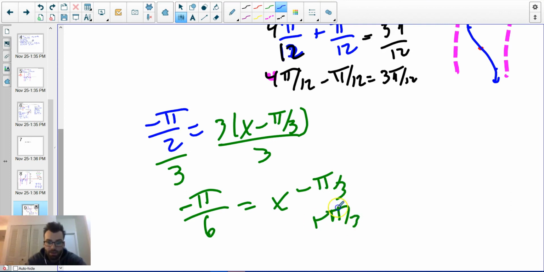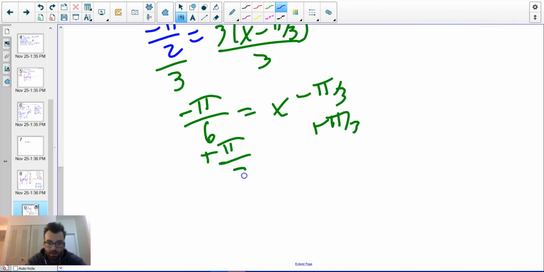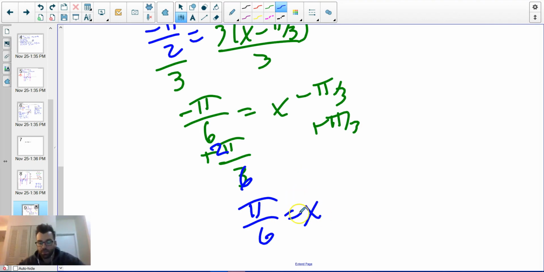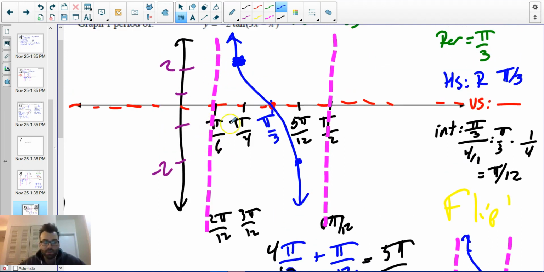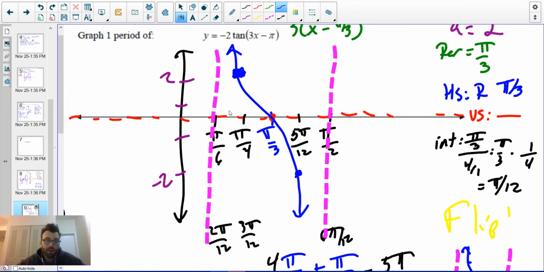Add pi over 3. Add pi over 3. Which is really, multiply the top and bottom by 2. That's 2 pi over 6. So I have pi over 6 as my first vertical asymptote. Well, if you look up here, pi over 6 is our first vertical asymptote. So that's another alternative way of finding your first vertical asymptote. Or you can just go based off your middle point. And that's what I'm going to do. I'm going to move 2 units to the left and 2 units to the right of my middle point to find my vertical asymptotes.